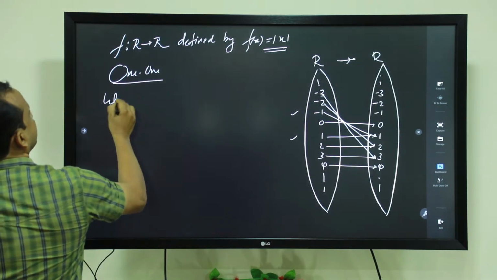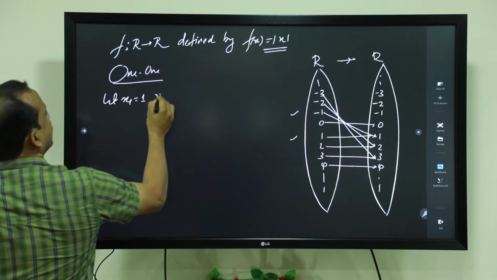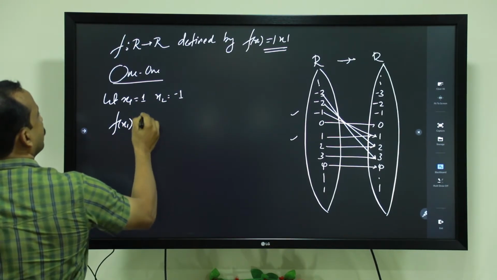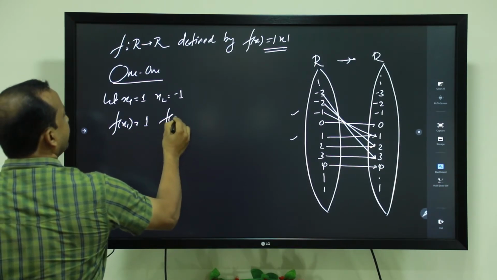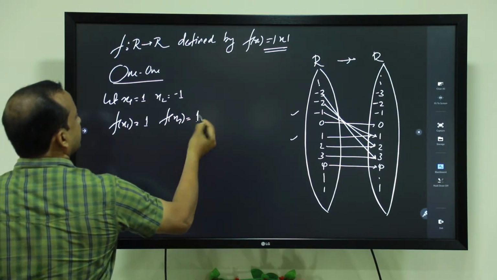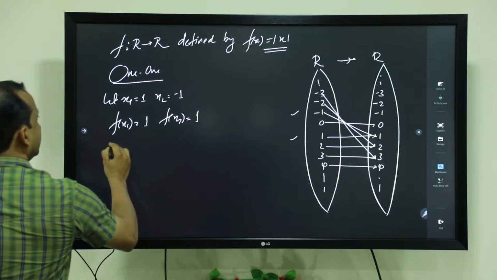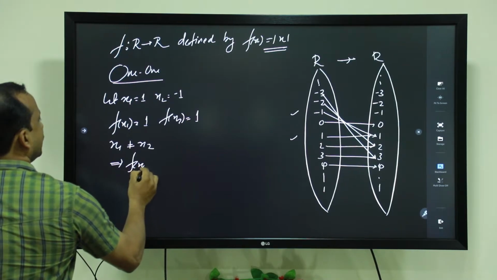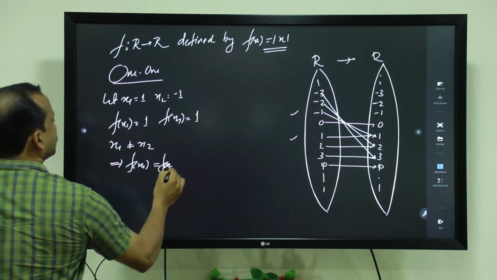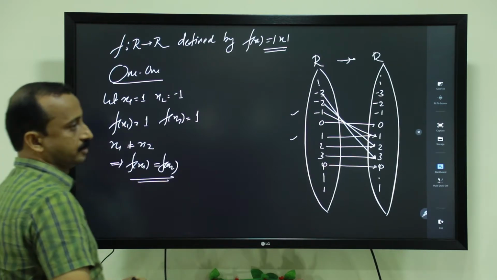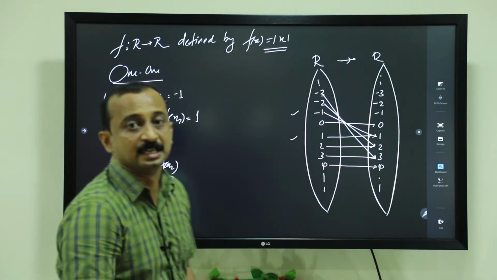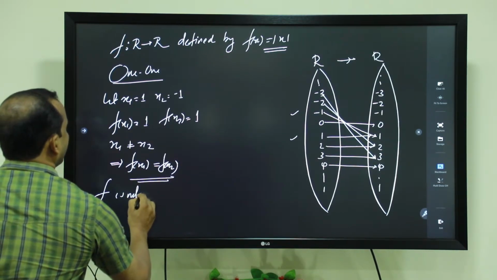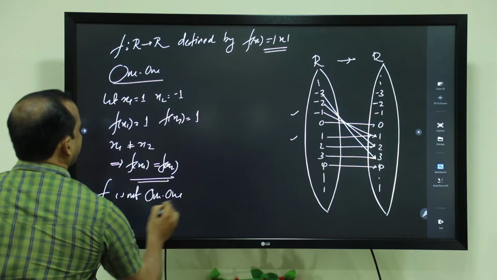Let us take x1 equal to plus 1 and x2 equal to minus 1. Here f of x1 means the modulus value of plus 1, which is 1. f of x2 is the modulus value of minus 1, which is again the same answer, 1. That is, here x1 is not equal to x2, which implies f of x1 is equal to f of x2. That means our function is not one-one.